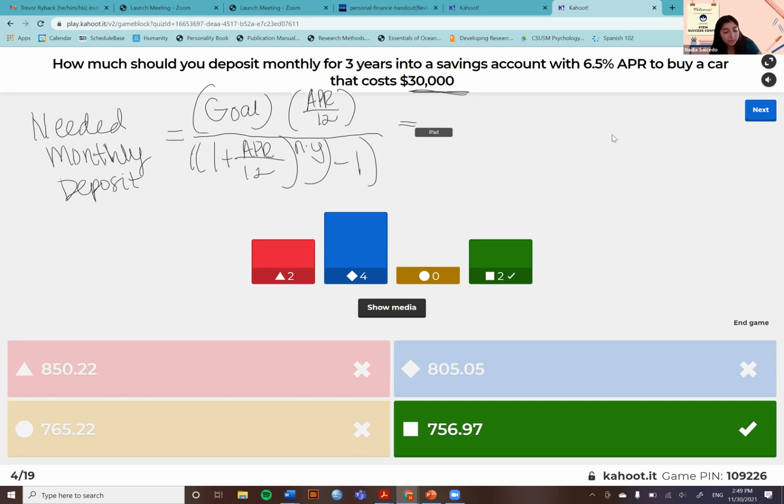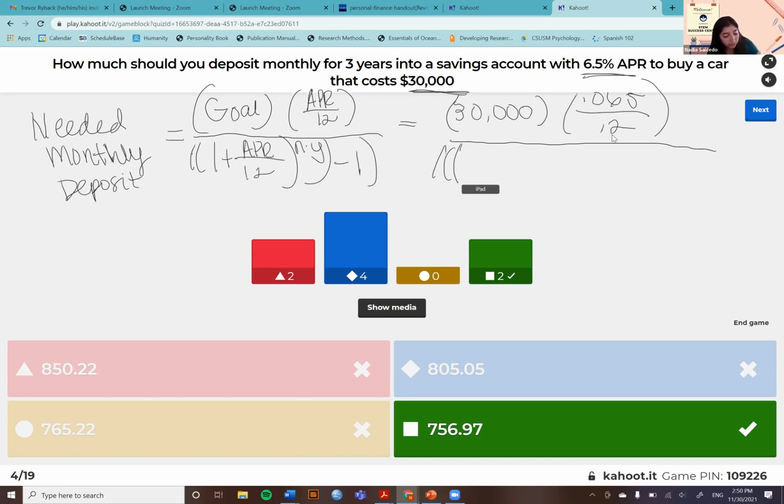In this case, our goal is 30,000, so we can put 30,000 here. That would be multiplied by our APR over 12, where APR is 6.5, and that is all going to be divided by the rest. I'm writing it with the parentheses as I would plug it into a calculator. I like to do the n times y before I plug it in. Our n is 12, and our y was 3 years, so 12 times 3 is 36. Close parentheses, minus 1. I like to do that one first because it makes it easier, with fewer parentheses in there. That's how I would set it up in my calculator.